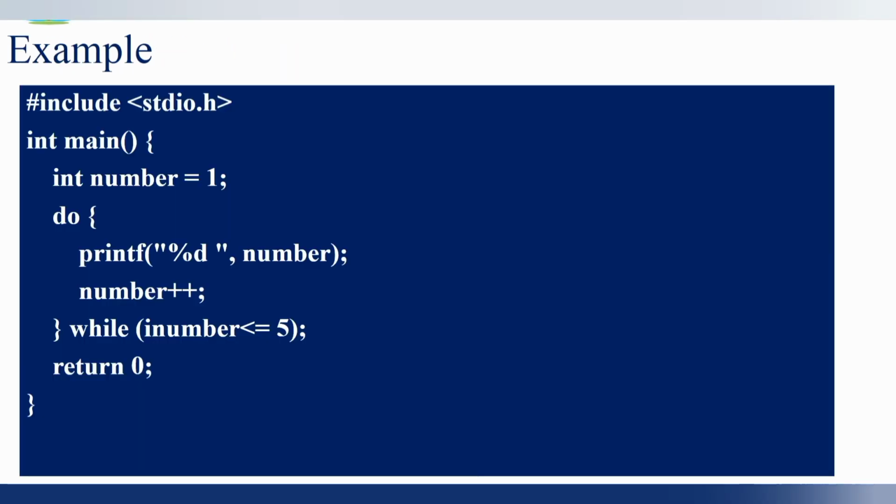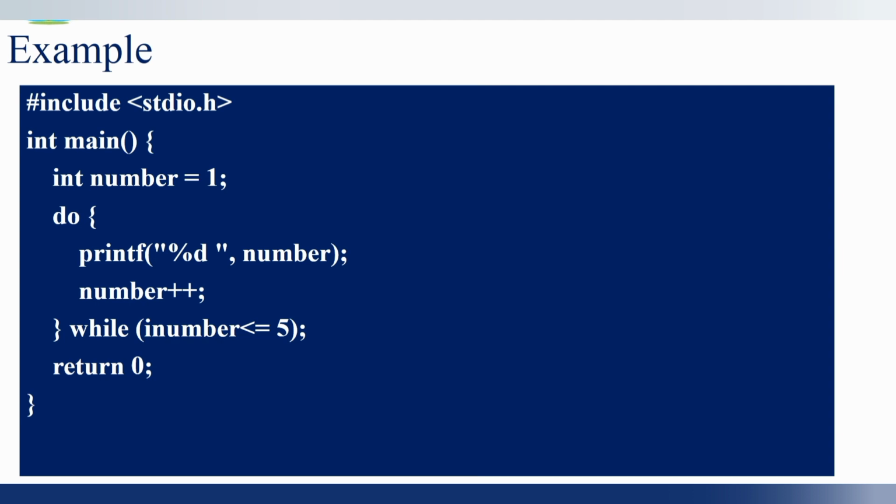Here we have a simple C program using do while loop to print numbers from 1 to 5. Here also the code begins by including the necessary header file stdio.h, which is required for input and output operations. The main function is the entry point of the program. A variable number is declared and initialized with 1, which represents the starting number. The do while loop is set up to execute the code block at least once. The condition given here, number less than or equal to 5, is checked after the loop body is executed.